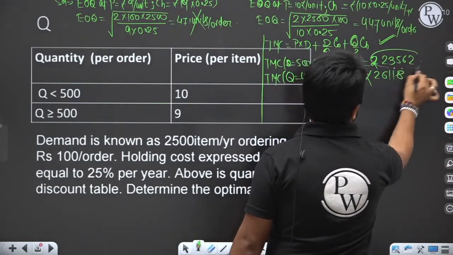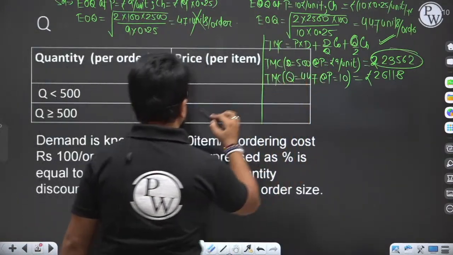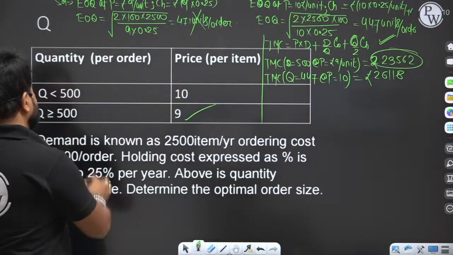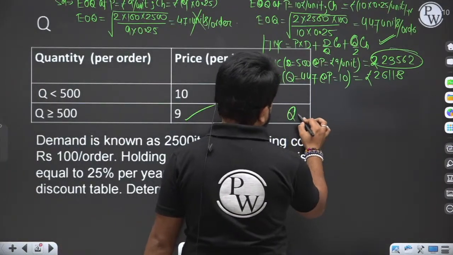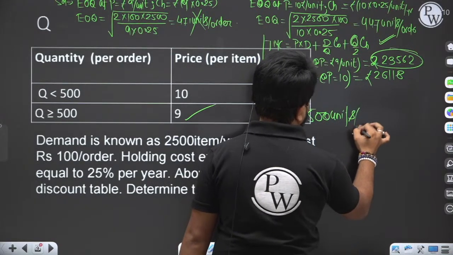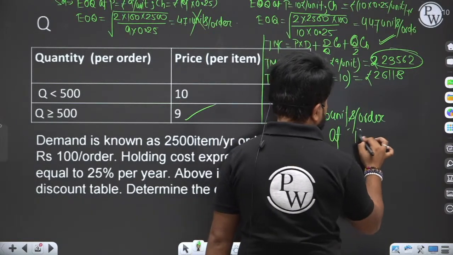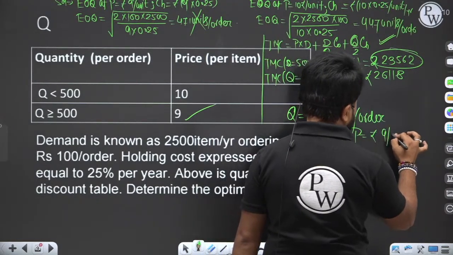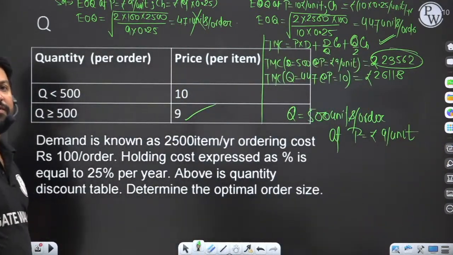So here you can see this is the minimum, so you can select this: Q equal to 500 units per order at a purchasing price of rupees 9 per unit.